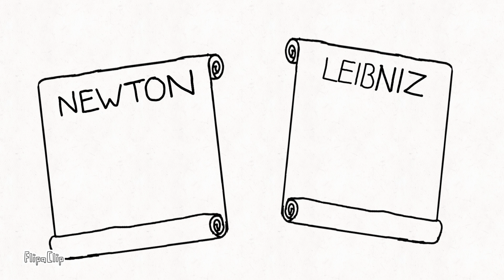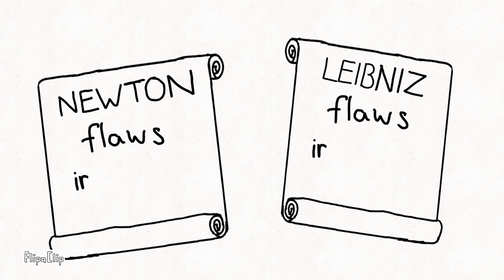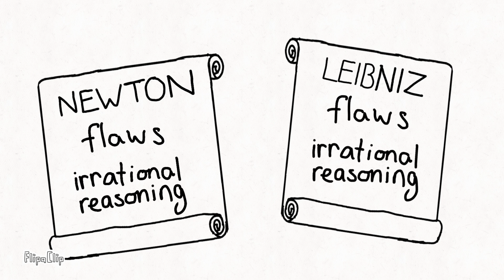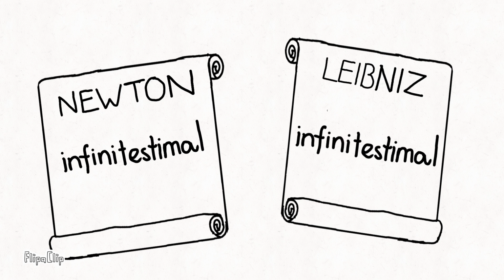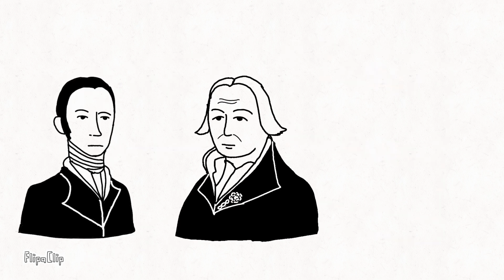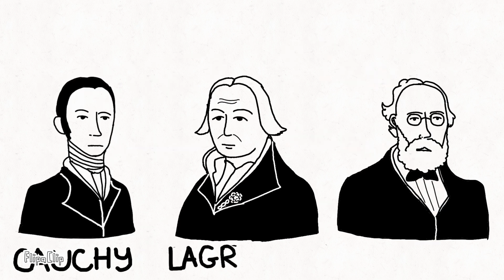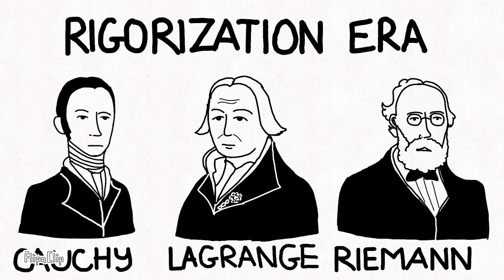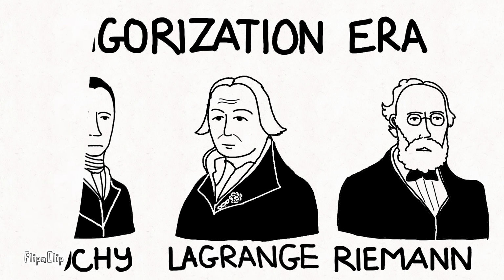Both Newton's and Leibniz's works still have flaws with irrational reasoning about certain problems, especially the infinitesimal concept. Therefore, what mathematicians like Cauchy, Lagrange, and Riemann in the rigorization era attempted to do was to justify their errors, and finalize the basic principles of calculus.